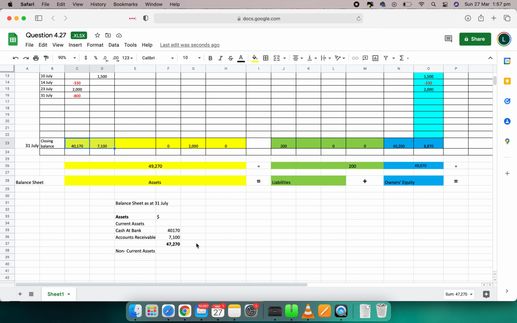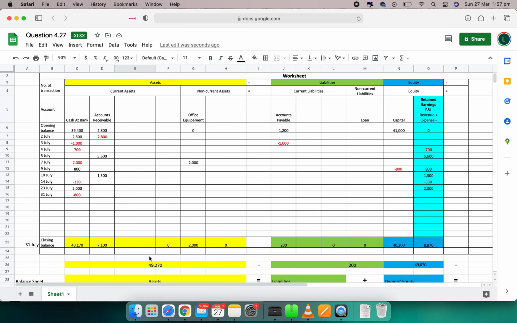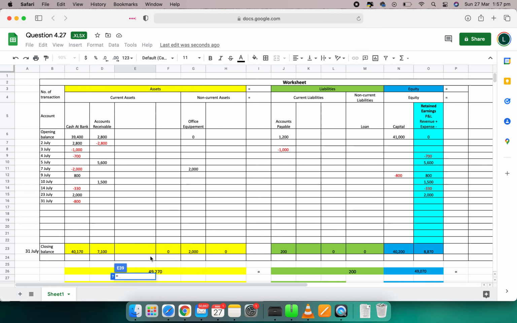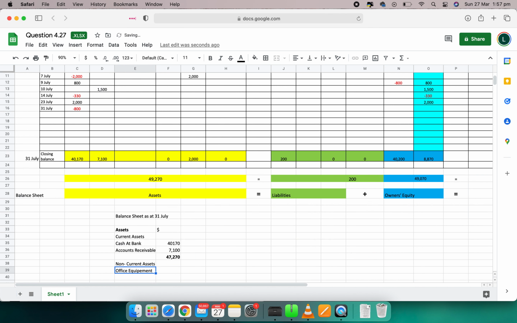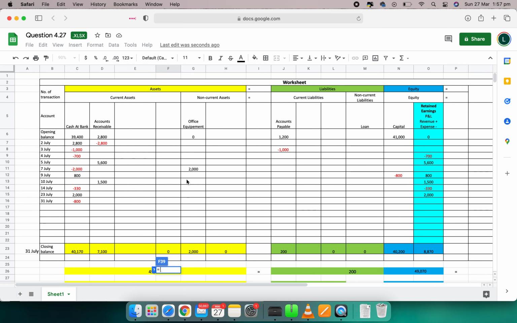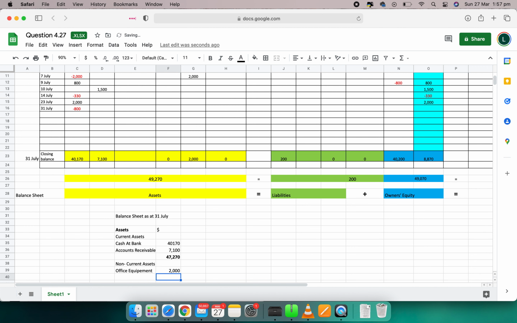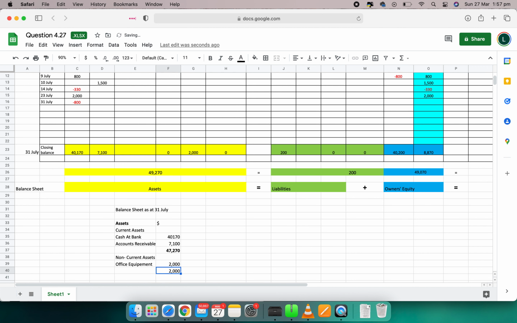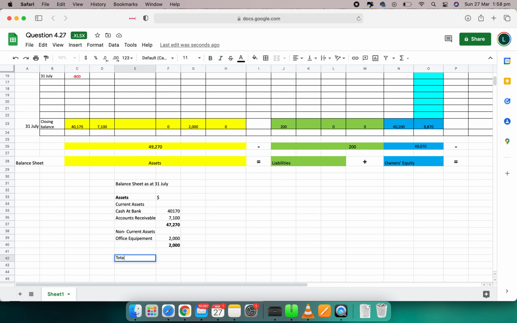I'm doing it correctly. So non-current assets, we only have one non-current asset, which is our office equipment. So I'm doing my little cheat, pressing equals, and then we've got our non-current amount here. So that's our closing balance of the office equipment, $2,000 there. Now I'm just going to do a totals of that to make it look pretty, and our non-current assets equal $2,000. Now what we're going to do down here is go total assets. We're going to go equals 47 plus the 2,000, which is 49,270.